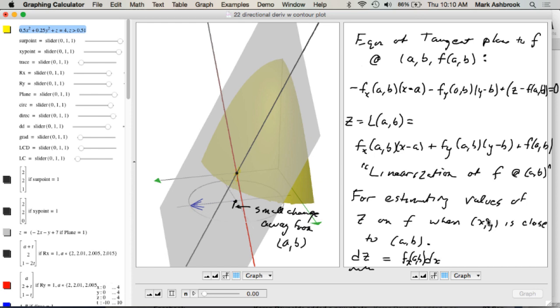But when I moved away from that point, I also had a change in y. How much contribution to dz did I get from the change in y? Let me write that again. Given any change in x, the change in z will be the rate of change in the direction of x times the change in x that we picked. But I'm also going to get a contribution to dz from y. Given any change in y, how much does z change according to that change in y? Fy dy.